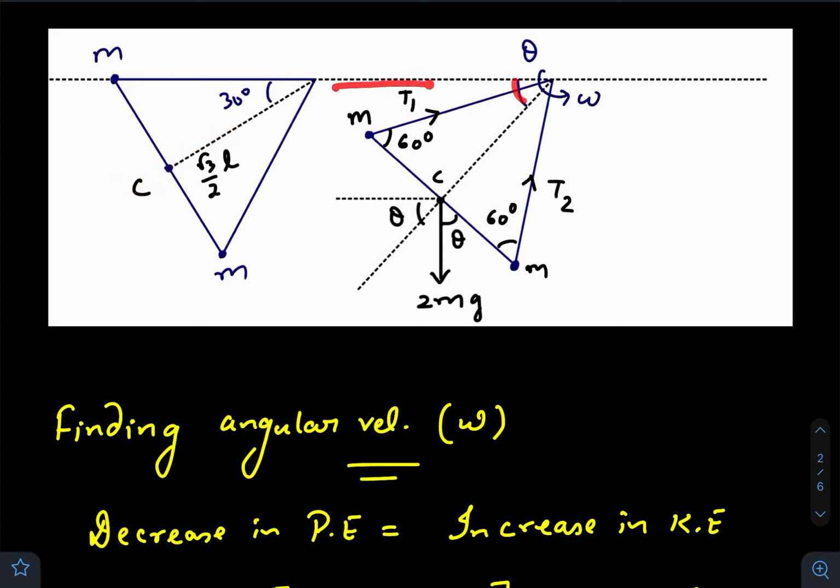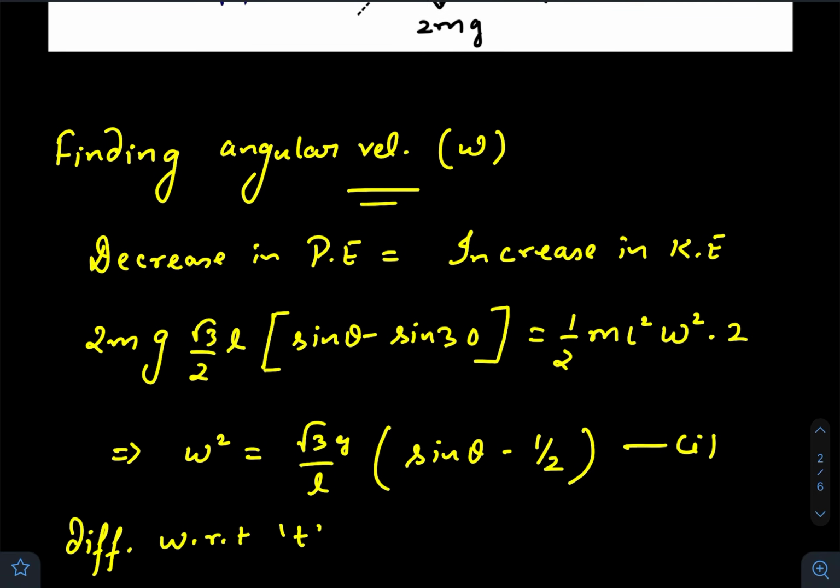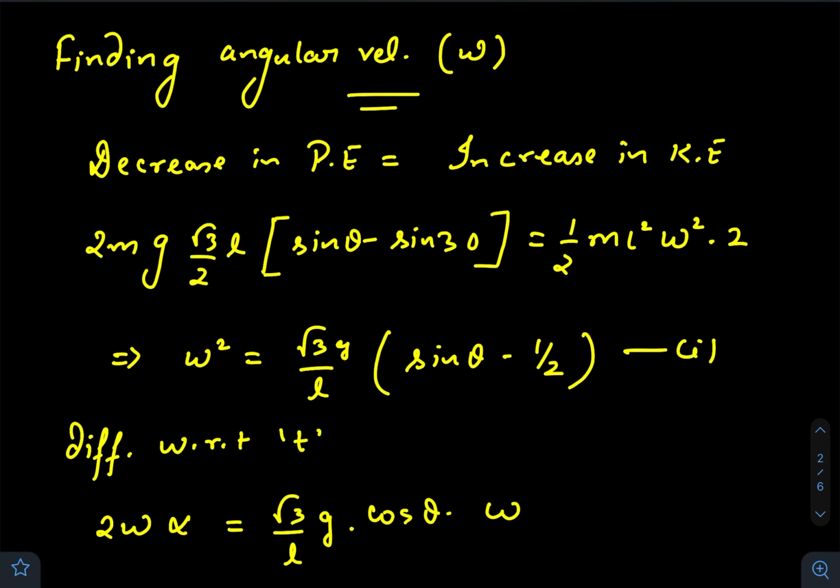After releasing, at some point of time, the line connecting point O and the center of mass will make an angle theta with the horizontal, right? And in the given time it will gain some angular velocity omega. So to find the value of angular velocity, we'll use energy conservation. The decrease in potential energy will be equal to the increase in kinetic energy of the whole system.